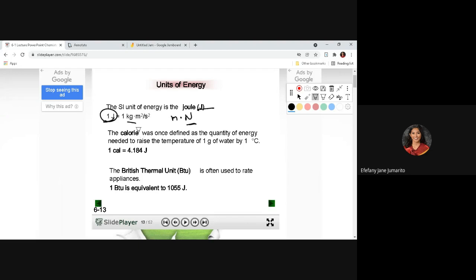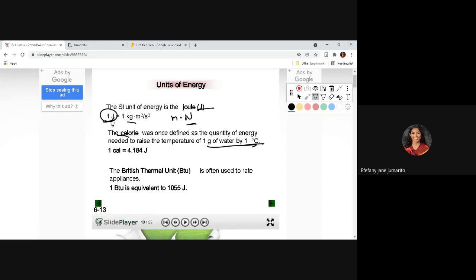Then we also have another unit of energy, the calorie. It was once defined as the quantity of energy needed to raise the temperature of 1 gram of water by 1 degree Celsius. So 1 calorie is equal to 4.184 joules. So you will just convert.